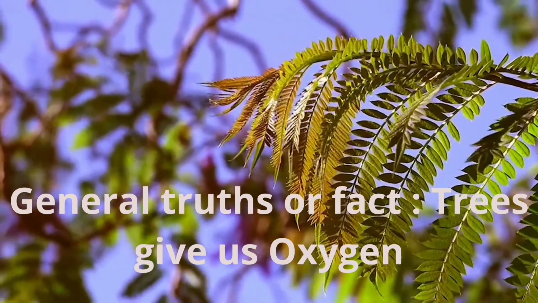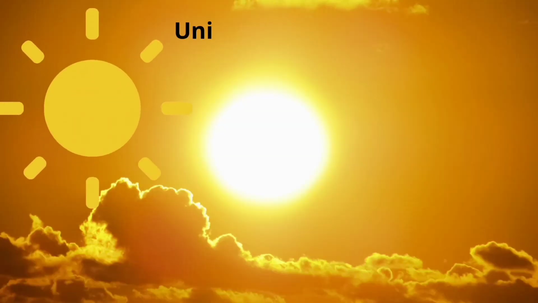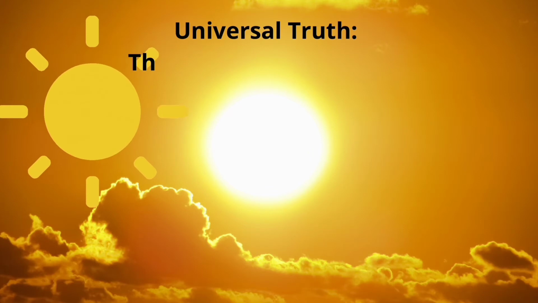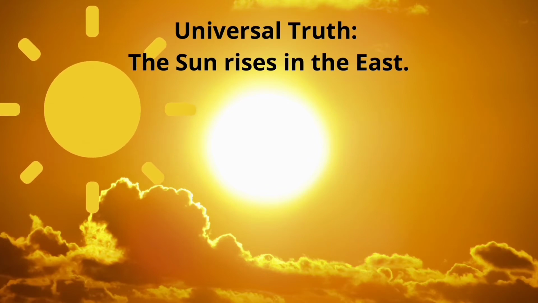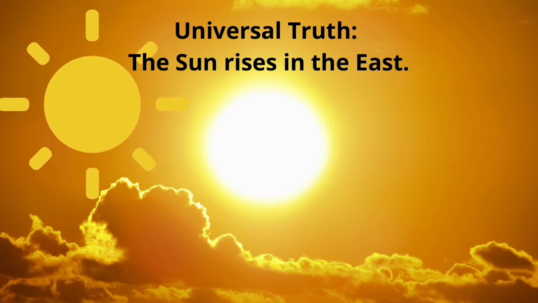General truths or facts. Trees give us oxygen. Universal truth. The sun rises in the east. This is a universal truth. So we use simple present tense to indicate universal truth as well. So these are the places where we use simple present tense.